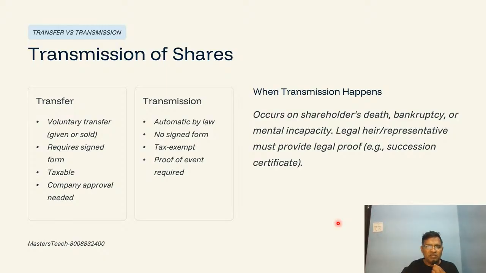Transmission occurs when the shareholder dies, or when the shareholder goes bankrupt or is mentally not stable. Then the legal heir or representative must provide legal proof, such as a succession certificate. If somebody dies, if somebody goes mentally unstable, if something happens, then the transmission takes place. Transfer is voluntary, transmission is by law, a legal action taken by the company. This is the transmission of shares.